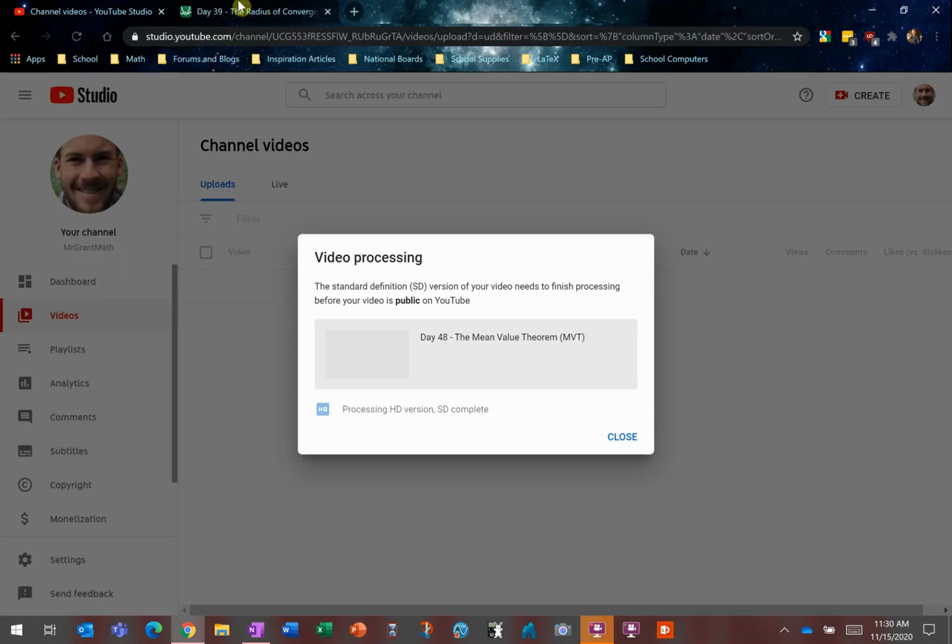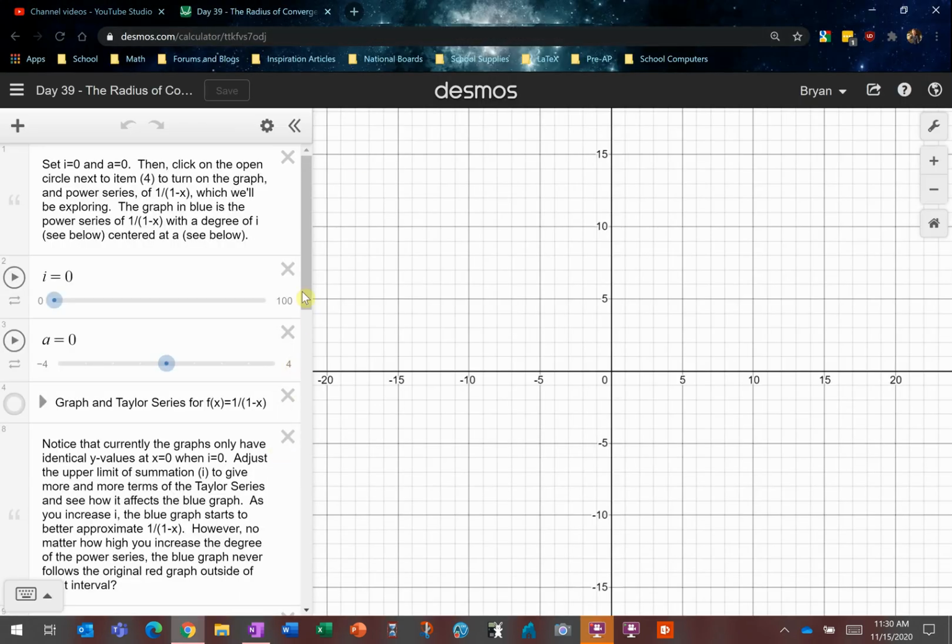All right, and I'm going to go ahead and work through these as well. So let's see what we can do here. Set I equals 0 and A equals 0. I did that. Then click on the open circle next to item 4. So 1, 2, 3, 4. Here's item 4. Click on the open circle. And the power series of 1 divided by 1 minus x should appear.